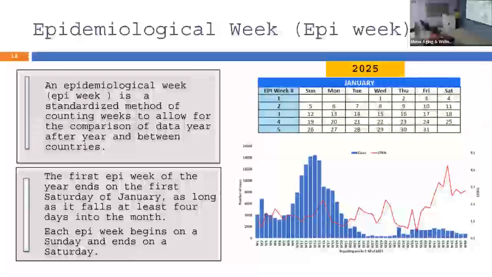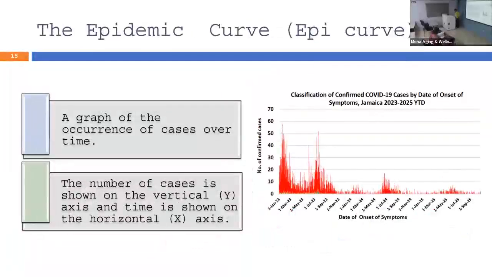And so even for this epidemic curve that you see, I got it from the WHO website, with the number of cases of COVID-19. They have week 1, that's in 2023, week 1 to 48. It would be the epi week that they're talking about when they say week 1 and so on. All right, so that's epi week.